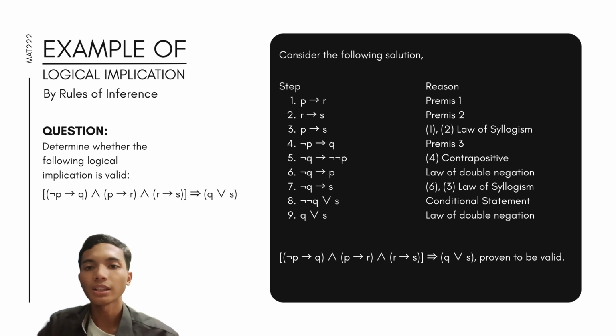Last step, step 8 and step 9, to reach our final goal. We convert this conditional statement into the disjunction. Not Q implies S is logically the same as not Q or S, which simplifies via double negation to Q or S. The implication is proven valid.